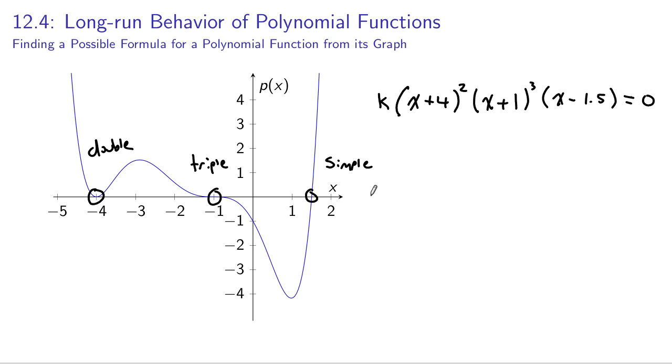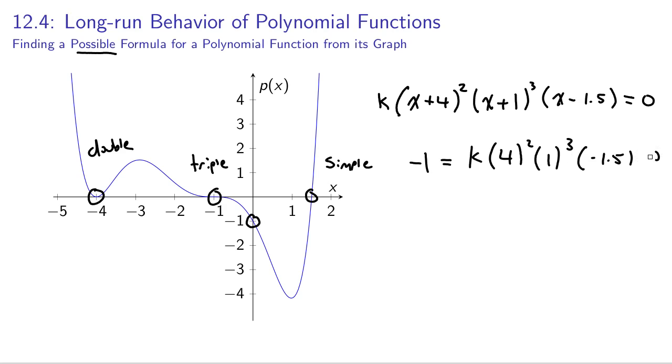That's our polynomial. Now, why did I write this constant? Because we need to figure out what this constant would be to get the possible formula, because we know the y-intercept. We need to find what this should be to make the y-intercept negative 1. The y-intercept is going to be when the polynomial's input is 0. So when x is 0, we would have 0 plus 4 is 4, 0 plus 1 is 1, 0 minus 1.5 is minus 1.5.